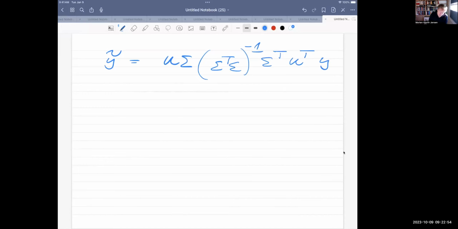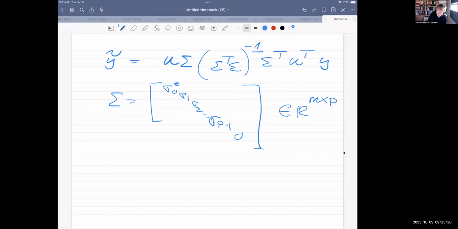So the matrix sigma contains the singular values. So it has sigma 0, sigma 1, and down to sigma p minus 1, and then we have the zeros. And it's a matrix of dimensionality n times p. Now the matrix U contains the column vectors U0, U1, U2, up to U of n minus 1.